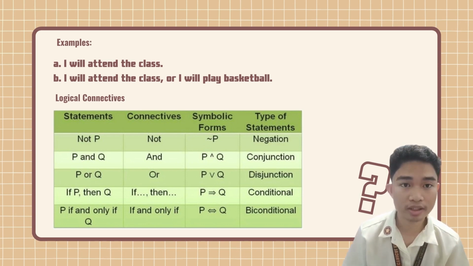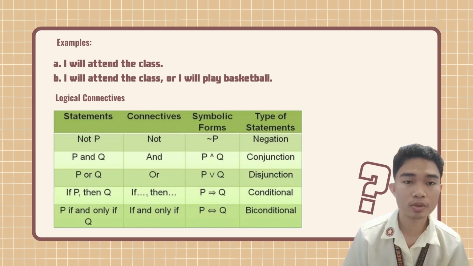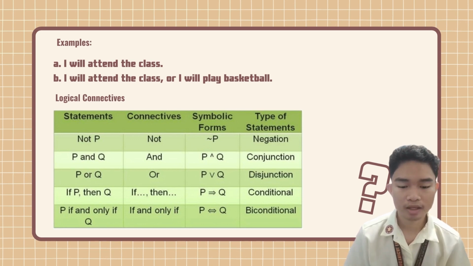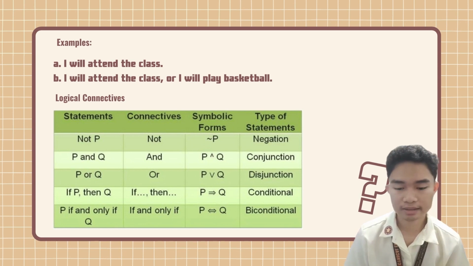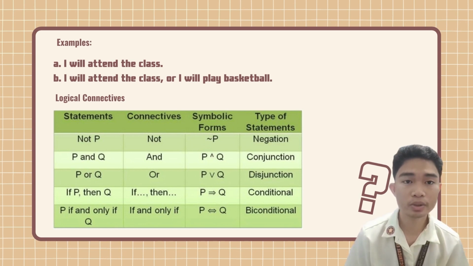So next is the logical connectives. In this table, you can see the type of statements, its symbolic forms, connectives, and statements. So first is the negation. You can see that its symbolic form is the tilde, and you can read its connective as not. So in a statement, you can read it as not P. So next is the conjunction. Its symbolic form is the inverted victory. It is read as and. You can read it as P and Q.